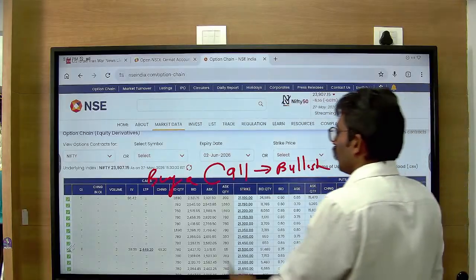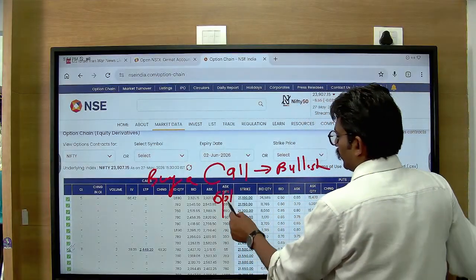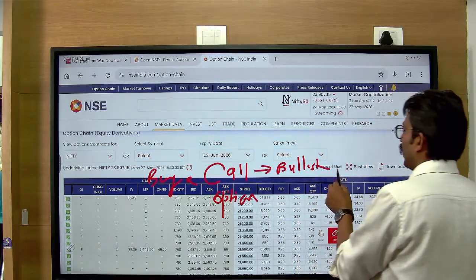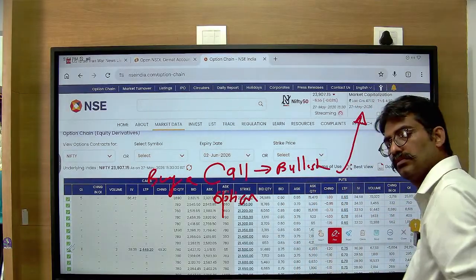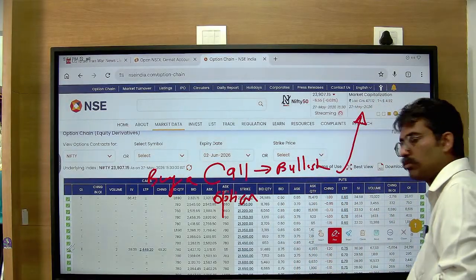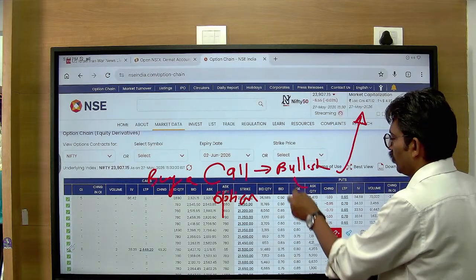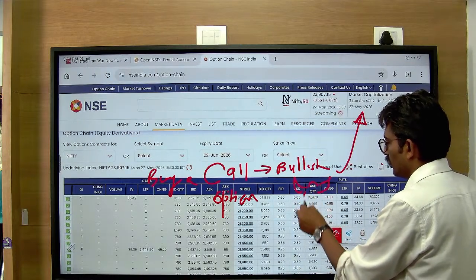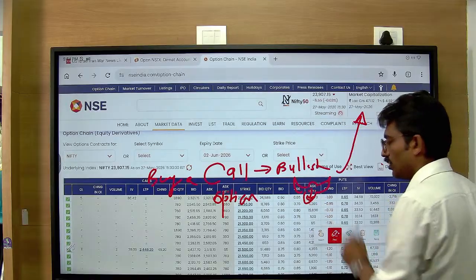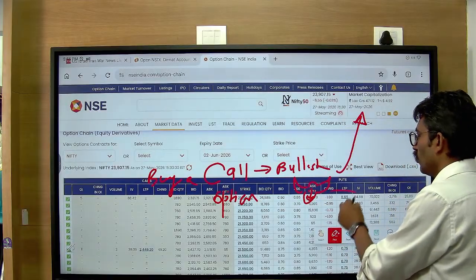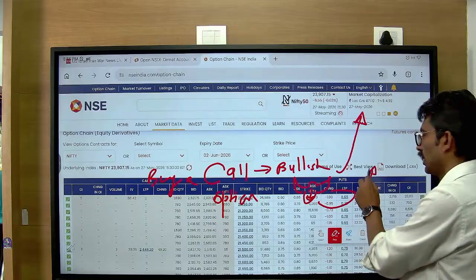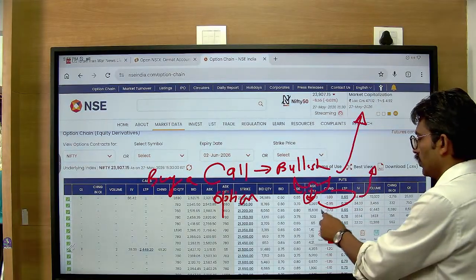So when you buy a call option, you are expecting the market to move up. This is bullish. Bullish means, you know, a bull like something like this. You're expecting the markets to move up. The tail is pointing towards it.